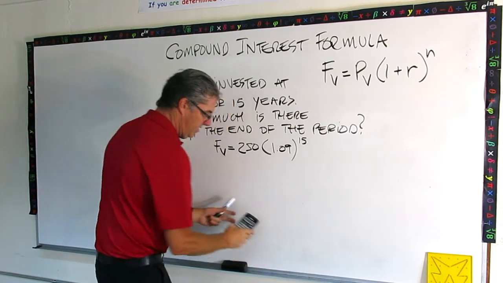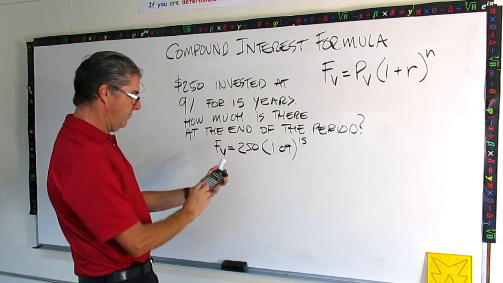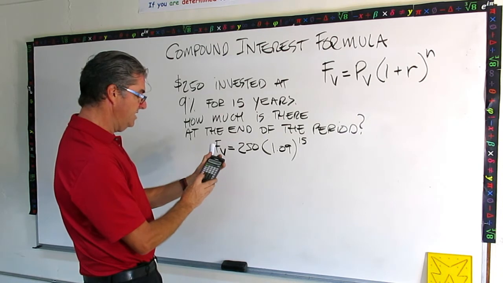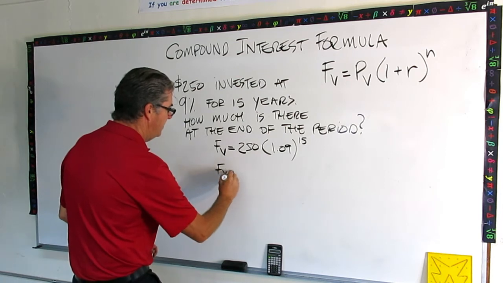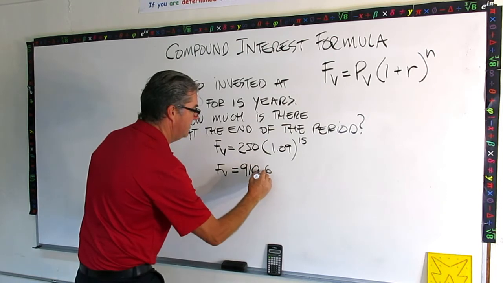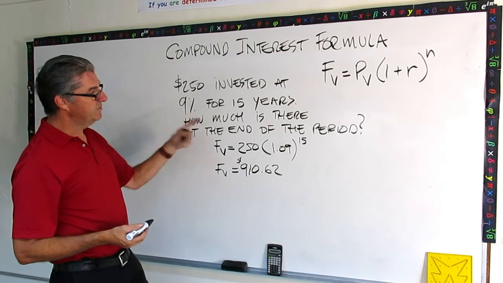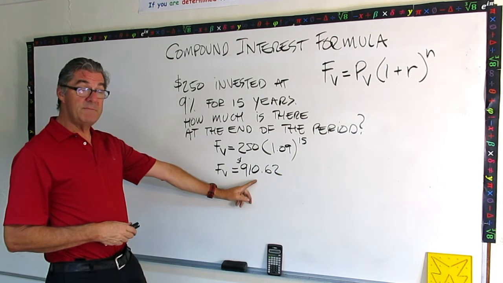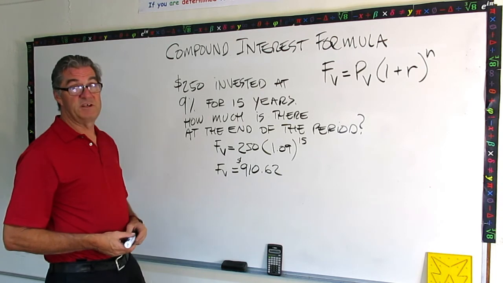Now we can get out our calculator, and I can do this in one step. 1.09 to the 15th power gives me 3.64. I'm just going to do times 250 equals. So at the end of this period, we have $910.62. So not bad. This amount more than tripled. Of course, it was in there for 15 years. That's a long time. But you'll find that this amount is quite a bit more than if we had just done simple interest for $250 for 15 years.